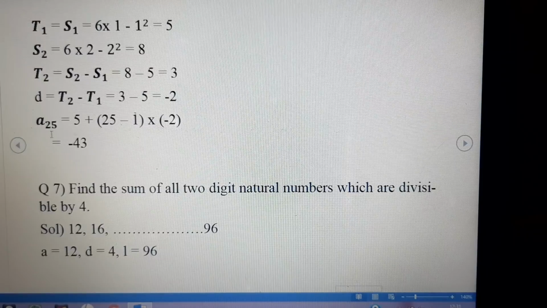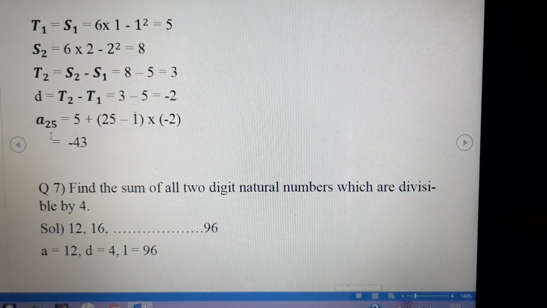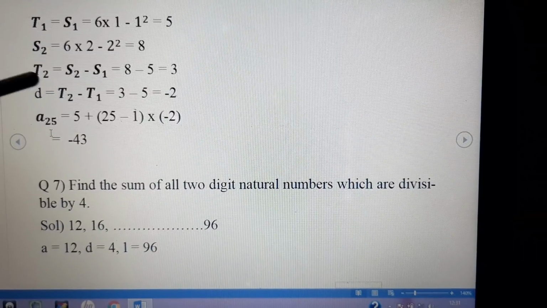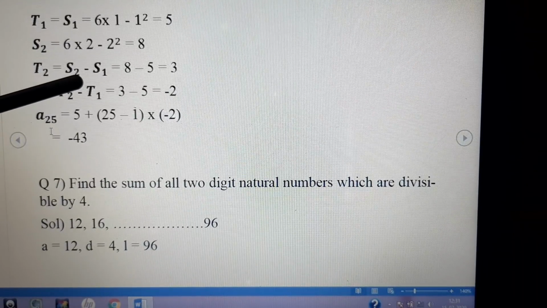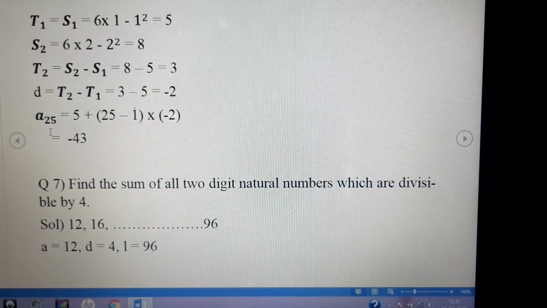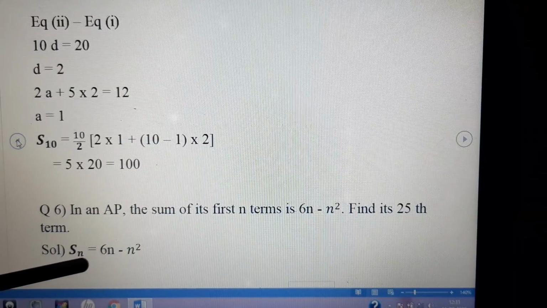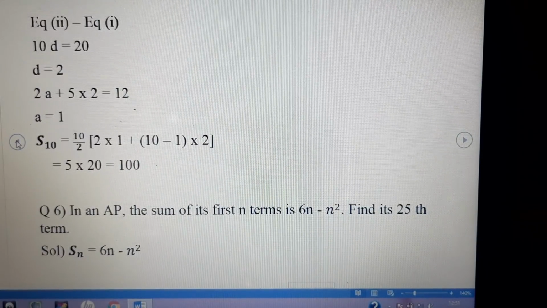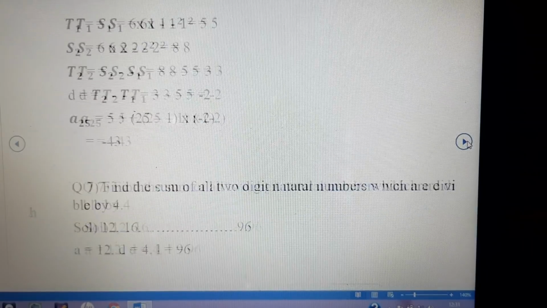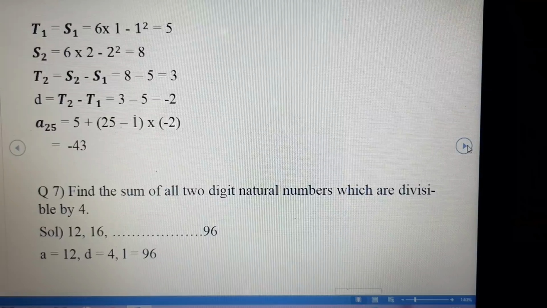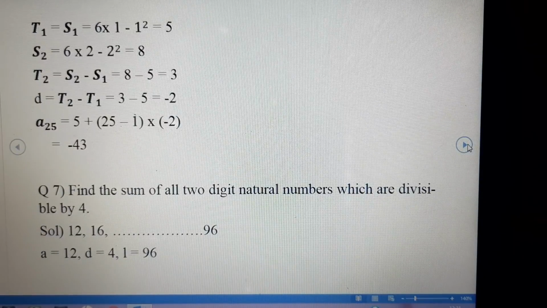As I said, if you want to calculate A25 or T25, we can calculate this way also. T25 is equal to S25 minus S24. You can substitute here S25, S24 and calculate the difference. You will get the direct answer that way. Clear? Moving on to the next question, which is question number 7.